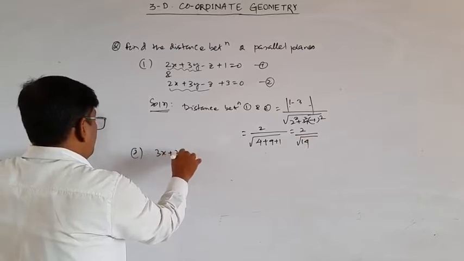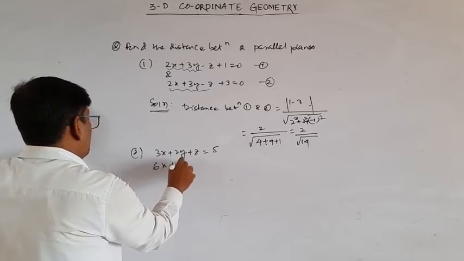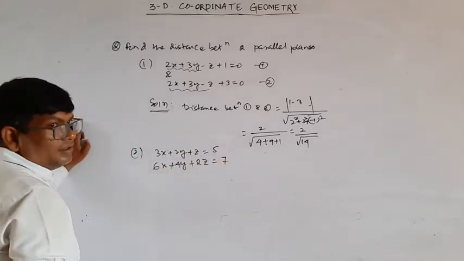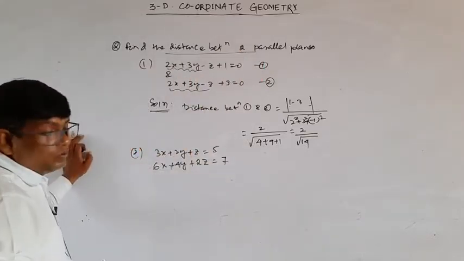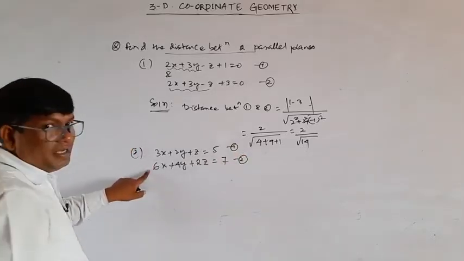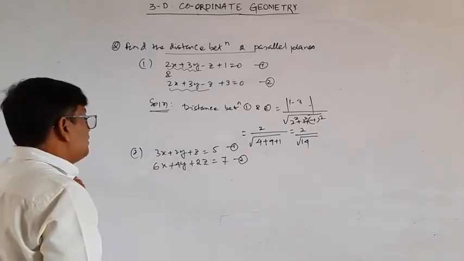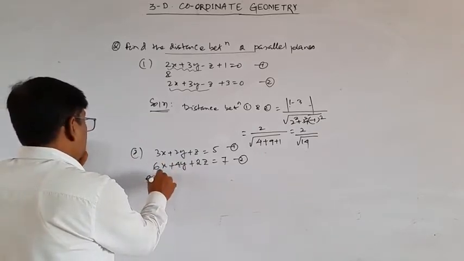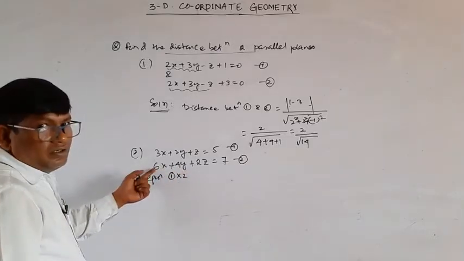Question number 2: 3x + 2y + z = 5 and 6x + 4y + 2z = 7. Find the distance between the two parallel planes. Here this is equation 1 and equation 2. The coefficients of x, y, z are not equal, so multiply equation 1 by 2 to balance the coefficients of x, y, z, or you may take 2 common from equation 2.